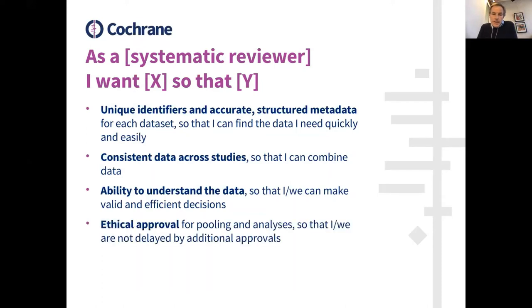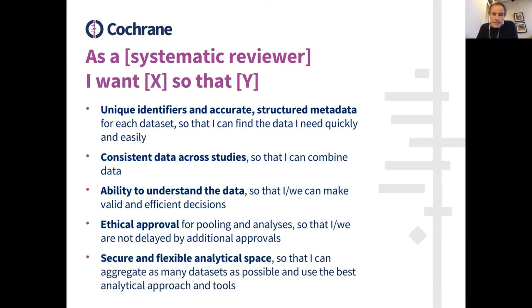Of course, I also want ethical approval for pulling in analyses that are not delayed by the need for additional approvals. And in some form, I want access to a secure and flexible analytical space so that I can aggregate as many data sets as possible and use the best analytical approach and tools. So that's just a very brief overview of the way that systematic reviewers would look at a national data asset of this form.